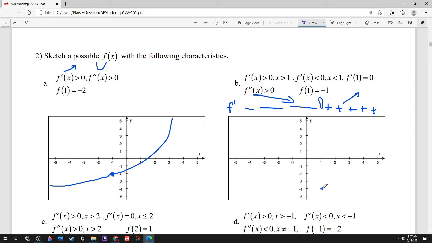Let me start at 1. It's always concave up, and f of 1 is negative 1. Oh, it actually tells me the value, so I don't get to pick this time. I have to go right here.